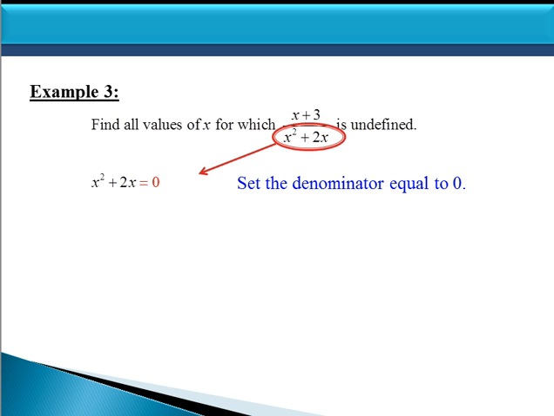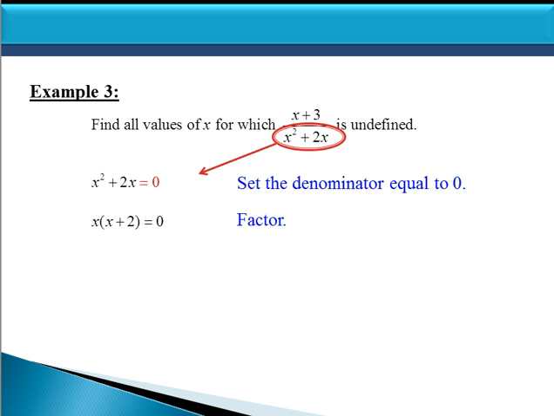So notice that this is also a quadratic equation, although it's not a trinomial this time, so don't forget about that first step of factoring, which is to look for a greatest common factor. And notice that we do have a common factor of x. So we'll pull that x out, and the remaining factor will be x plus 2.